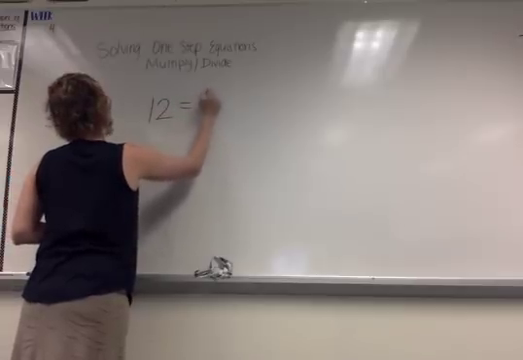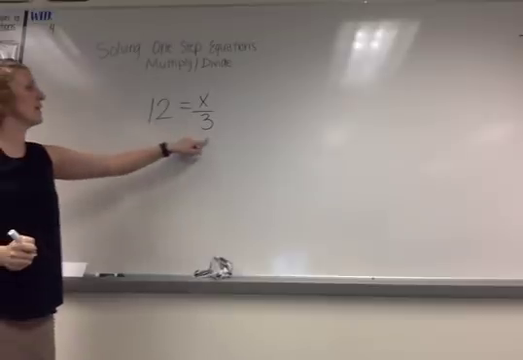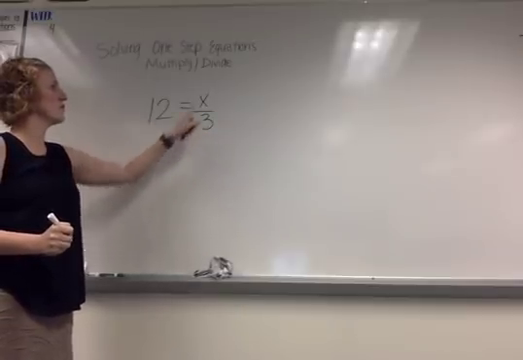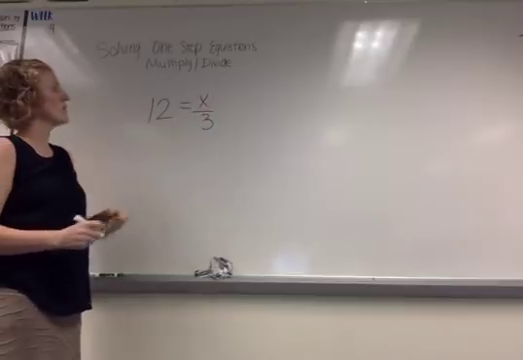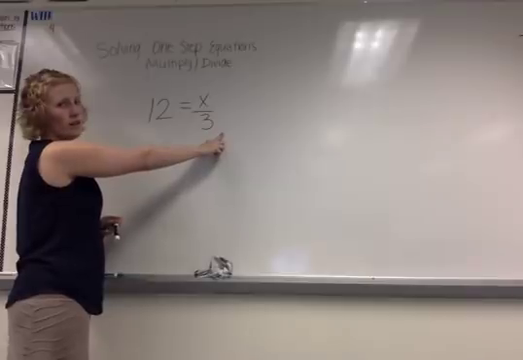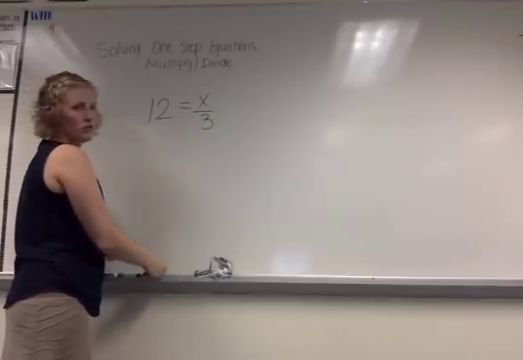12 equals x divided by 3. Remember, it doesn't matter what side the variable is on. You want to still try to get it by itself. So yesterday I saw a couple of people making the mistake of trying to move this over instead of moving whatever was with the x away.